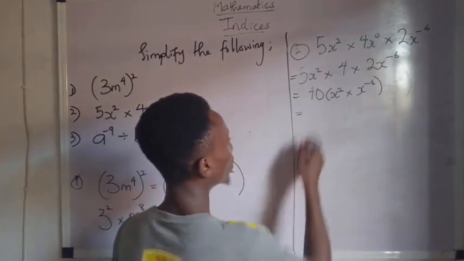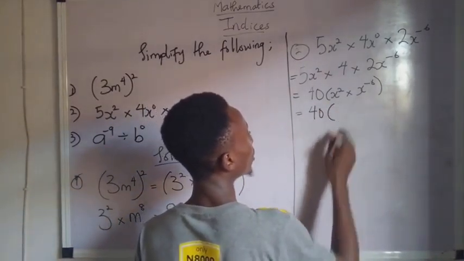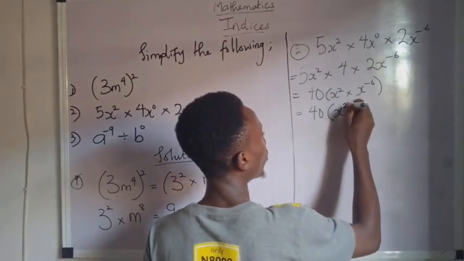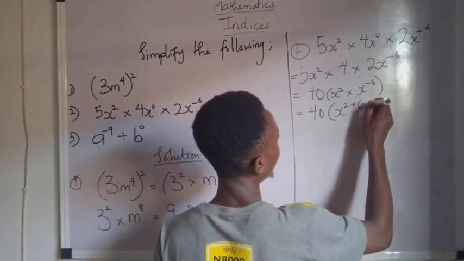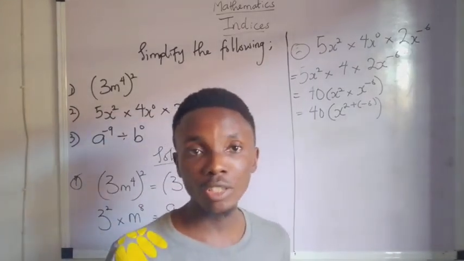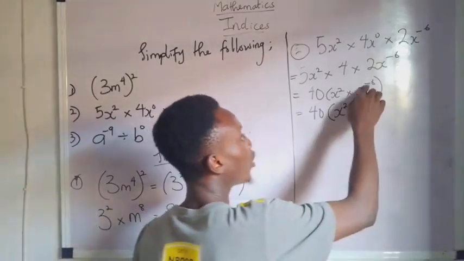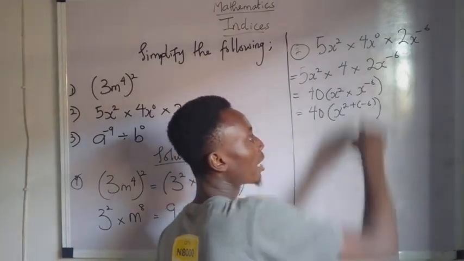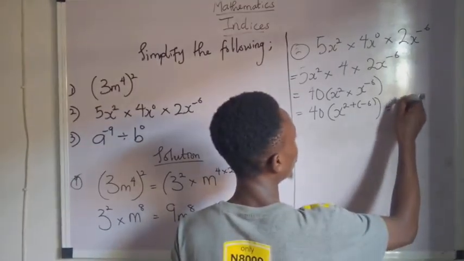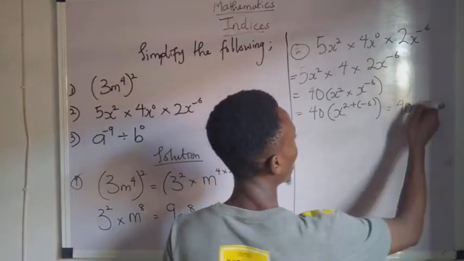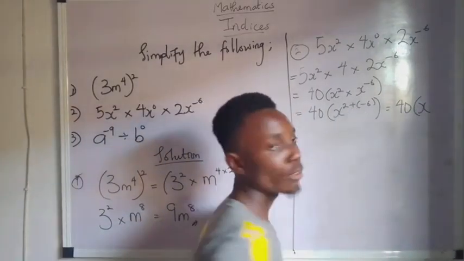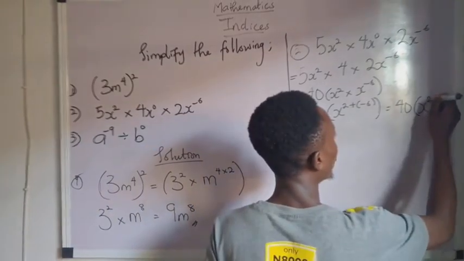This will be equal to what? 40. Now apply the laws of indices. You have what? x raised power 2 plus minus 6. Why? Because it's times between them. Do you remember the first law of indices? Yes. And we cannot remove this negative power that is here. Doing that, you will now continue and get 40 times x raised power what? Plus times minus will now give us what? Minus. So you have 2 minus 6.